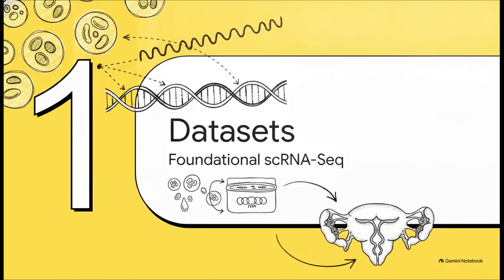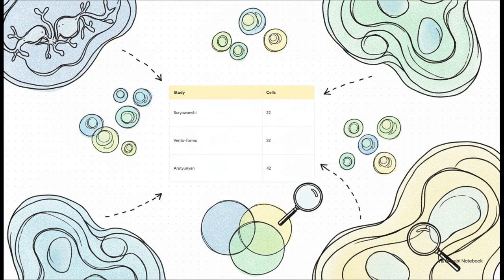All right, let's dive right into Section 1, the foundational datasets. Any enrichment tool is really only as good as its background data. PlacentaCellEnrich is powered by 3 distinct major placental single-cell RNA-Seq studies that act as your reference map. First up, we've got the Suryawanshi study, which features 22 specific placental and decidual cell types. Then, there's the Vento-Tormo dataset covering 32 cell types. And finally, the Arutyunyan dataset, which brings a staggering 42 distinct cell types to the table. Having these 3 separate, robust datasets gives you incredible flexibility and real confidence when you're analyzing your own lists.